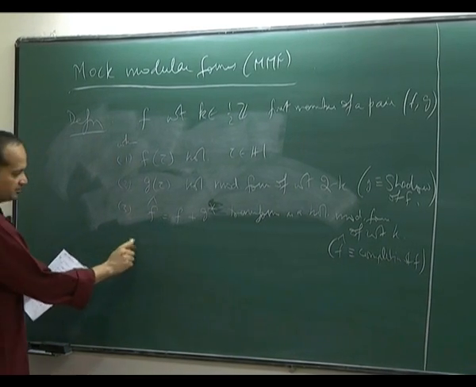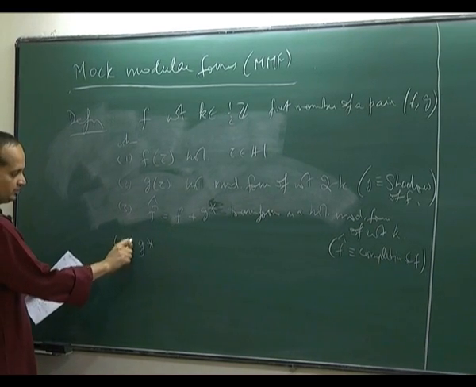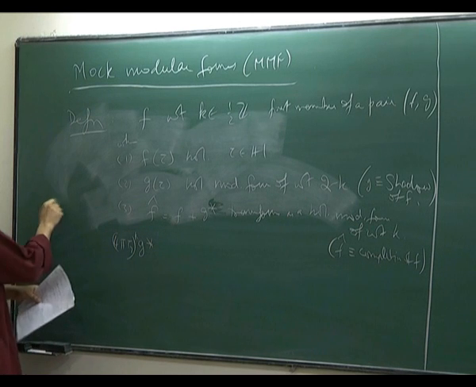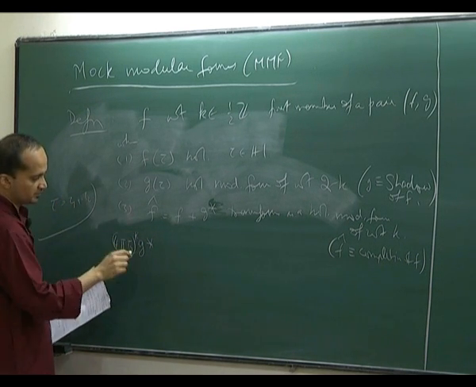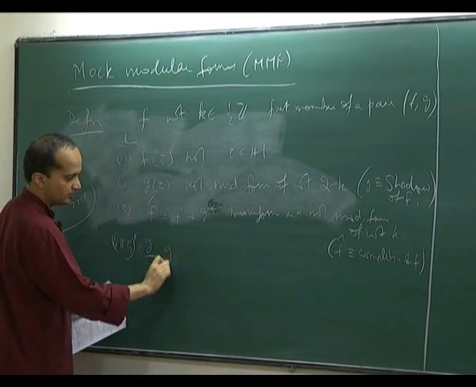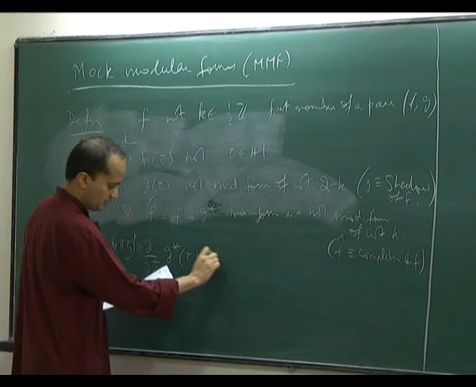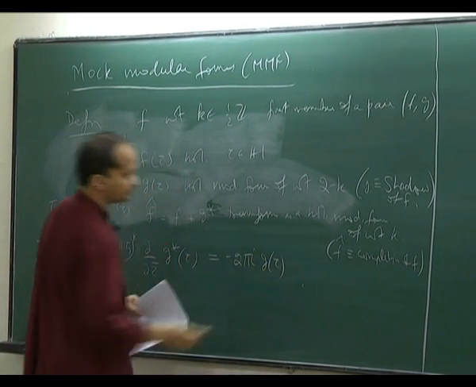Okay, and g star is a function that obeys the following equation. It's 4 pi tau 2 to the power k, where tau is tau 1 plus i tau 2. 4 pi tau 2 to the power k times d/d tau bar of g star is equal to minus 2 pi i g of tau.